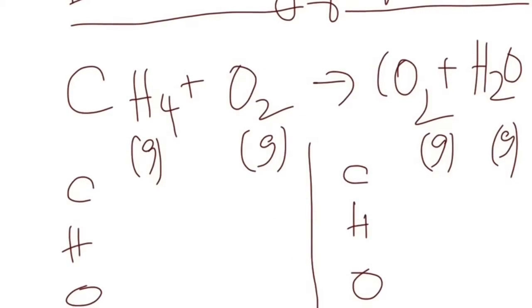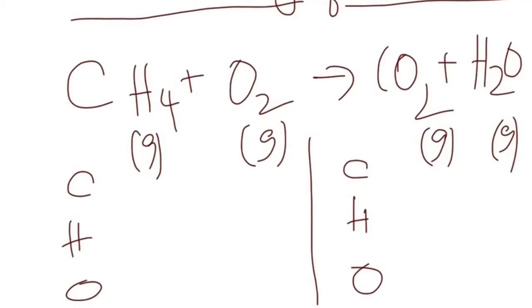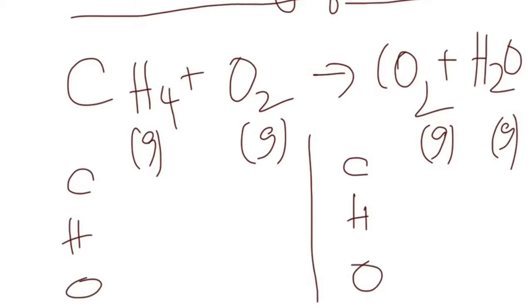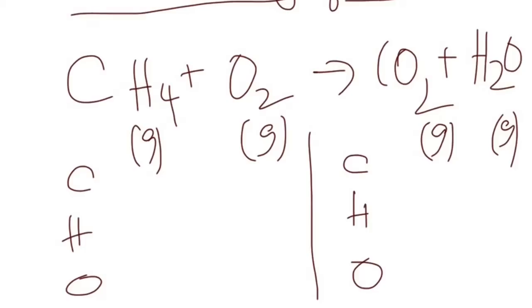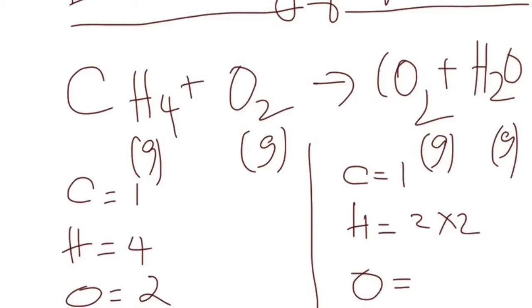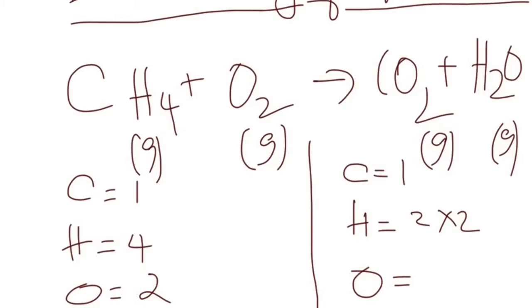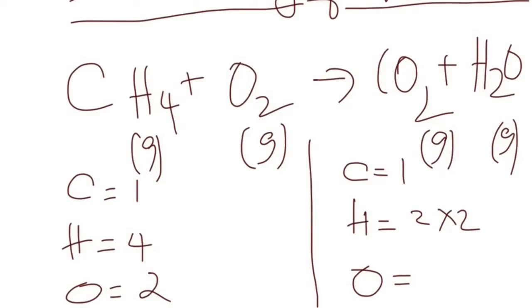Now what we have to do next in order to do a simple balancing is write the elements that we are planning to balance. On the left side, I have written carbon, hydrogen, oxygen. Similarly, on the right side, carbon, hydrogen, oxygen. The next thing to do is count the atoms on the left and the right. We have one carbon on the left and one carbon on the right, 4 hydrogens on the left and 2 hydrogens on the right, so we have to balance hydrogen. Oxygen, we have 2 on the left and 3 on the right.